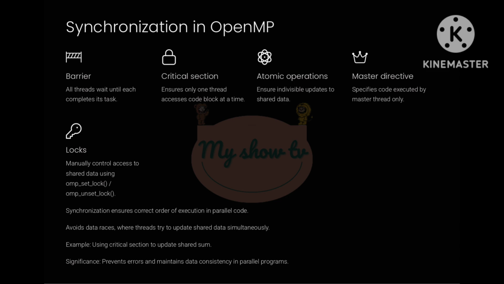Critical section: a block of code that only one thread can execute at a time, useful when updating shared data. Atomic: a lightweight way to ensure atomic, indivisible updates to variables. Example: safely incrementing a counter. Master directive specifies that only the master thread runs a particular section. Locks: a more manual way to control access to data using functions like omp_set_lock. These tools prevent conflicts and ensure correct results, but should be used carefully as overuse can slow down performance.